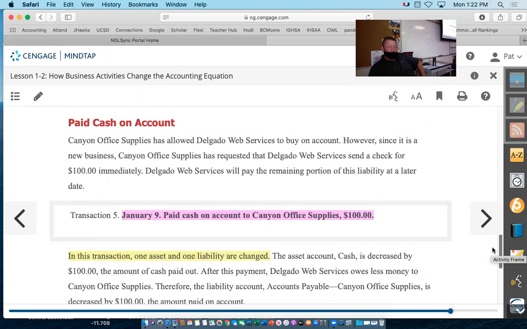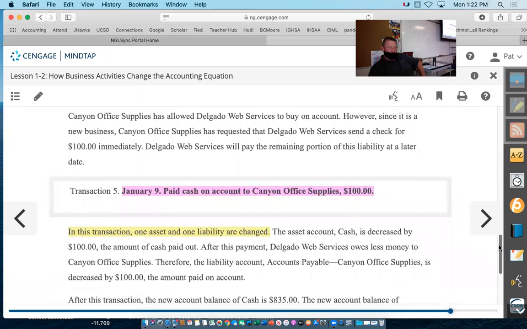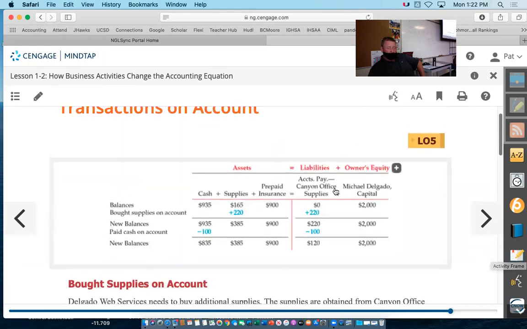Okay, good. Now we're paying off 100 of that bill. In this transaction, one asset and one liability are changed. Cash goes down, accounts payable goes down. How do you make accounts payable go down? Subtract. How do you make cash go down? Subtract. That means you're doing the same thing on opposite sides, right? Before we added 220 to both sides, now we subtracted 100 from both sides. You okay with that?